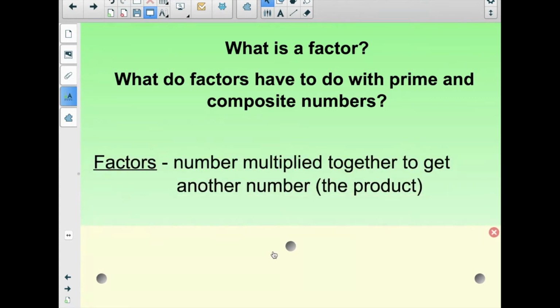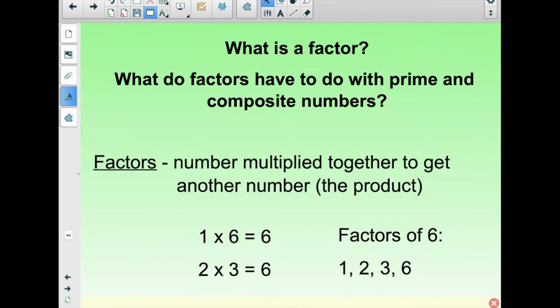Factors are the numbers multiplied together to get another number, which is the product. So for example, 1 times 6 is 6 and 2 times 3 is 6. The numbers multiplied together, 1, 6, 2, and 3, are all factors of 6.